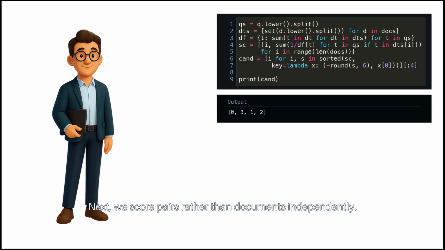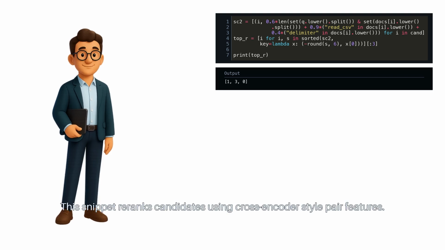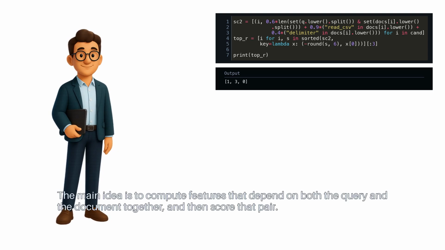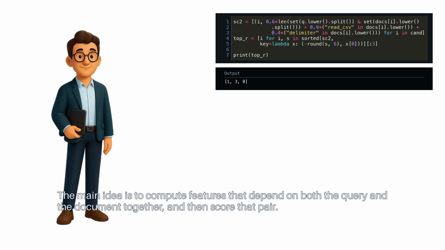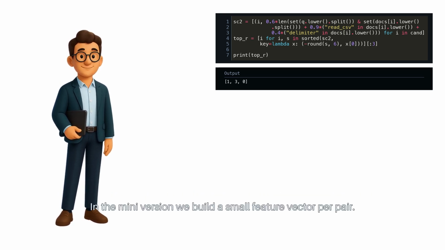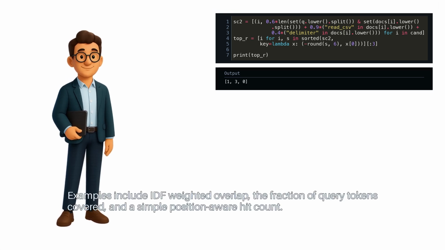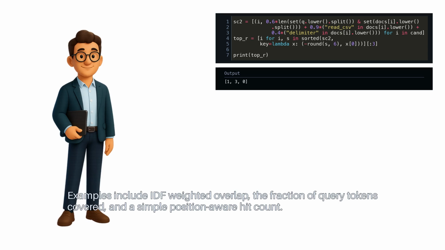Next, we score pairs rather than documents independently. This snippet re-ranks candidates using cross-encoder style pair features. The main idea is to compute features that depend on both the query and the document together, and then score that pair. In the mini version, we build a small feature vector per pair. Examples include IDF weighted overlap, the fraction of query tokens covered, and a simple position-aware hit count.